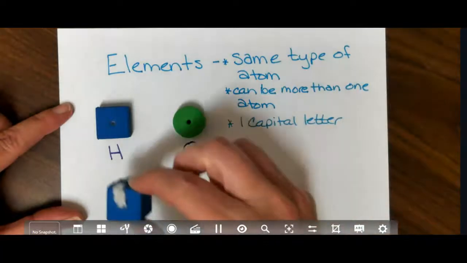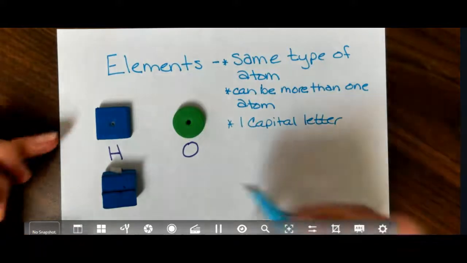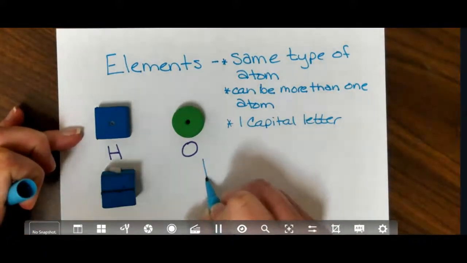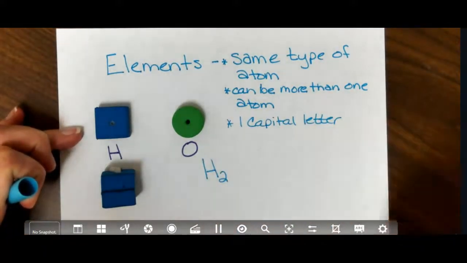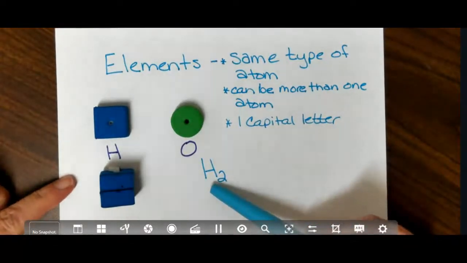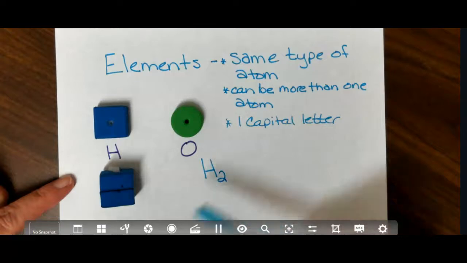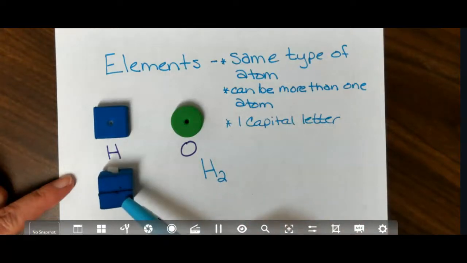Another way would be two atoms of the same type of element. And if I have two atoms of the same type of element, I would use a subscript. So this would be written as H2. Now you notice it is still just one capital letter. Each element is represented by either a single letter or two letters, but the first letter is always capitalized. So it's another way to do a quick identification of the number of elements. So even though there are two atoms, there is one single element listed.